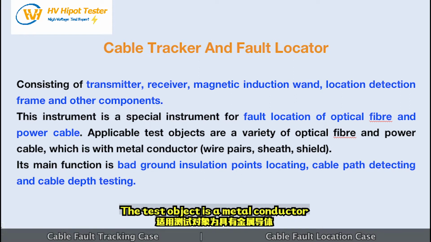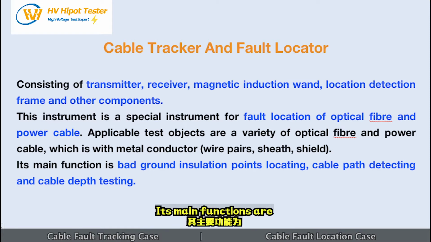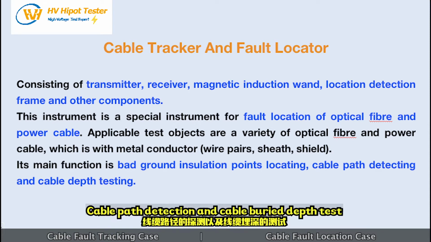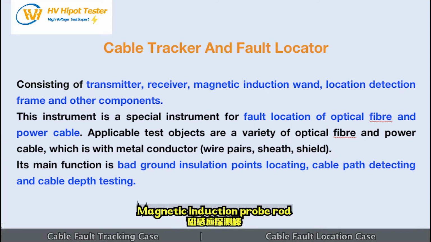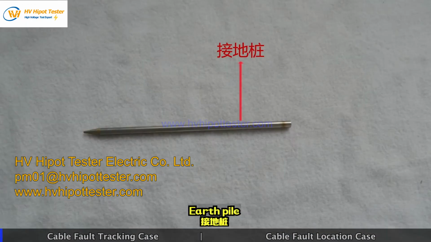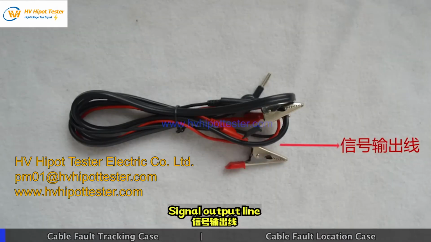The test object is a metal conductor, cable pair, protective layer, shielding layer of various optical or power cable. Its main functions are location test for poor ground insulation, cable path detection and cable buried depth test. Magnetic induction probe rod, positioning detection frame, earth pile, the power cord, signaler output line.